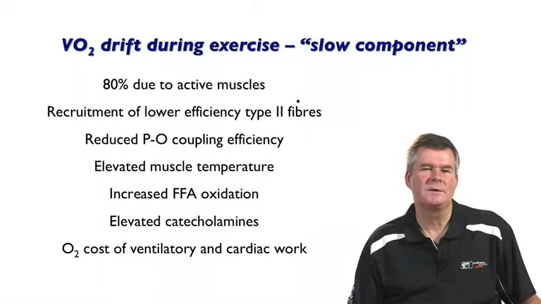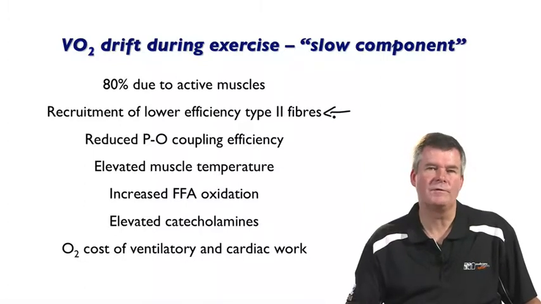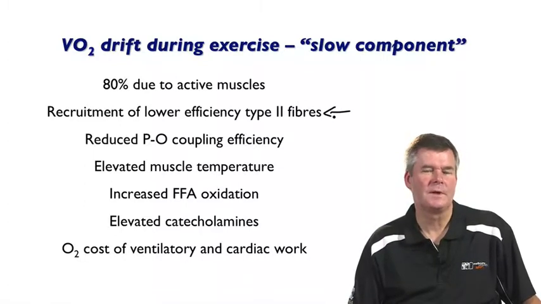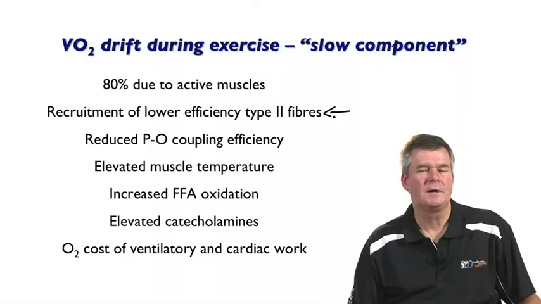Some of the changes in skeletal muscle that contribute to that include recruitment of lower efficiency type 2 fibres, changes in the efficiency of ATP production to oxygen consumption, an increase in muscle temperature, an increased reliance on free fatty acid metabolism, which tends to have a higher oxygen requirement, and elevated catecholamines, which can impact on metabolism.